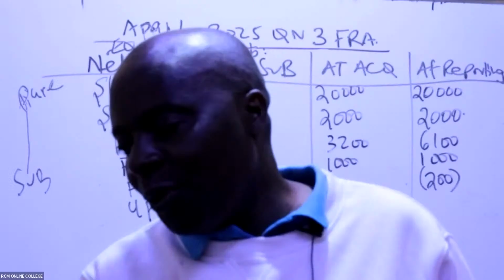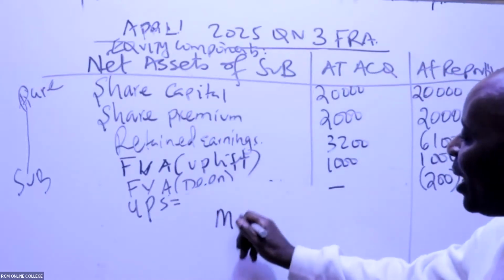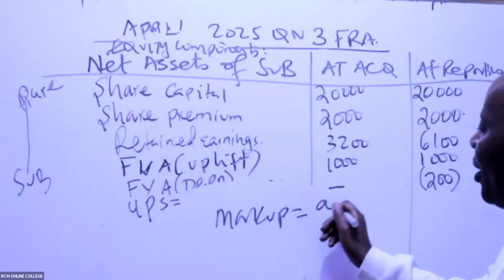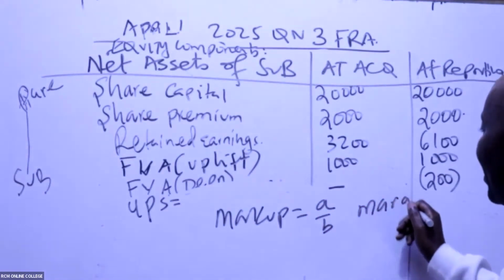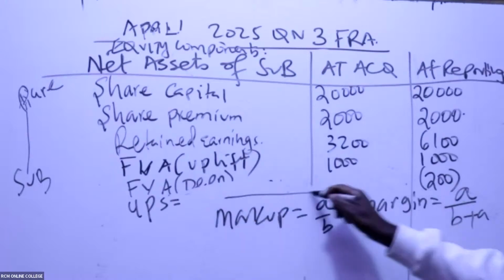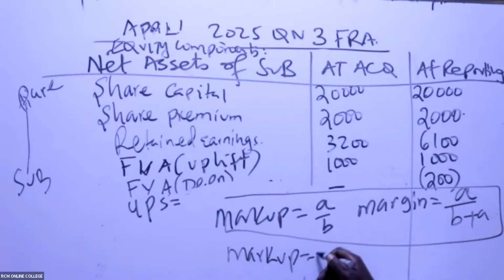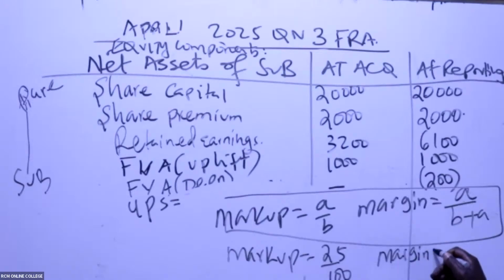So remember, my good students, this is dangerous. Whenever you hear of markup, if markup is A over B, then margin has a bigger base. Margin will be A all over B plus A. Remember this. Is there somebody who is able to remember this? If you tell me that markup is 25%, then margin will be 25 over 100 plus 25, which is 25 over 125.